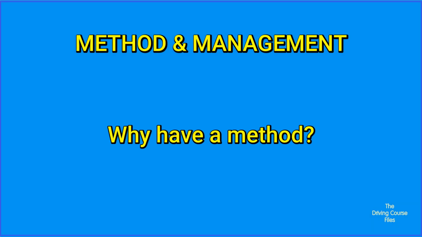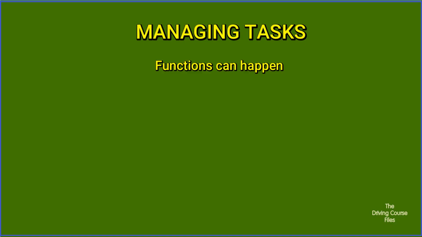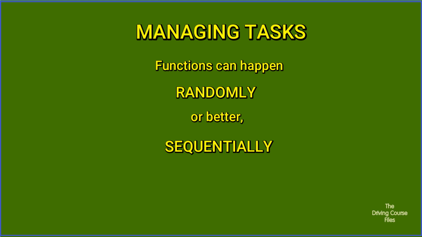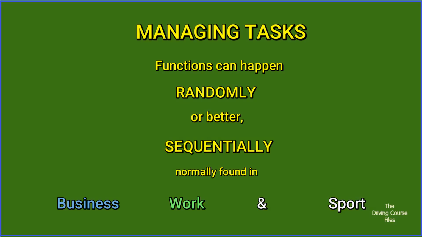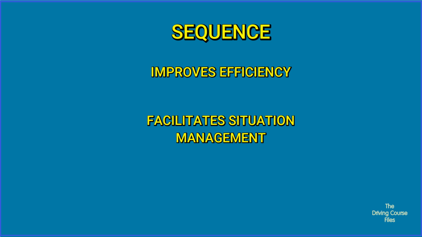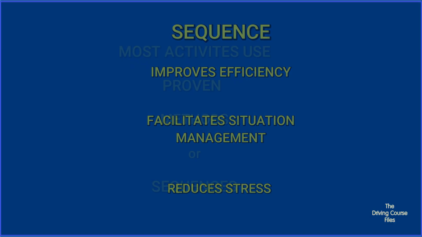In method of management, the first question is why even think about having a method in driving? It's probably the one thought furthest away in most drivers' or riders' minds. Tasks generally have a number of functions. These can happen in a random fashion, but they generally end up forming a natural sequence of some sort. It happens in business, work, and sport. Sequence normally improves efficiency whilst facilitating the management of situations and making them less stressful.